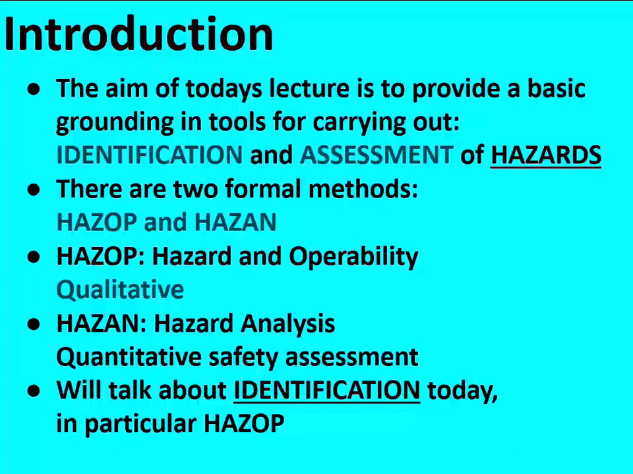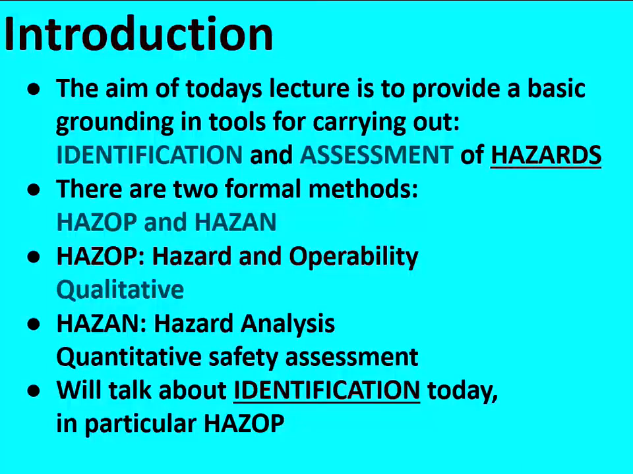Right, so the aim of today's lecture is providing a basic grounding in the tools for carrying out the identification and nominal assessment of hazards. I say nominal because in a real hazard study, the whole point is to identify hazards. I think I've made this point before. If you don't know that there's a hazard there, then you're unaware of it. The real trick is actually in identifying the hazard. Once you've identified a hazard, you can do something about it. And hazard is the sort of formal way of doing it.